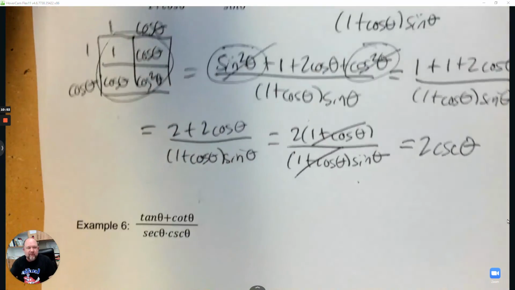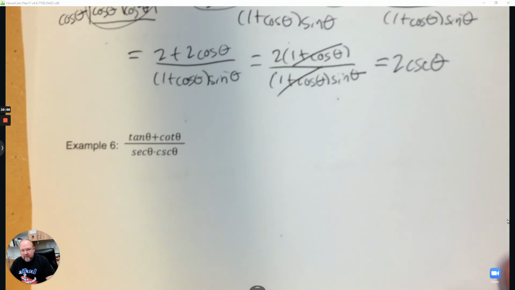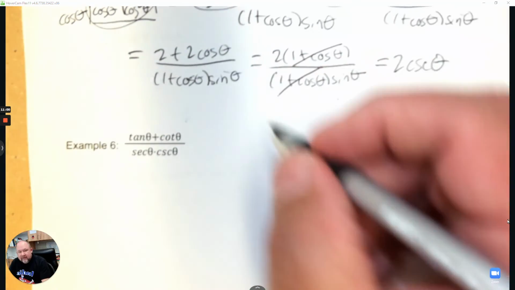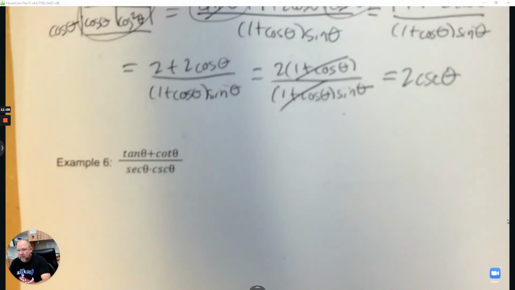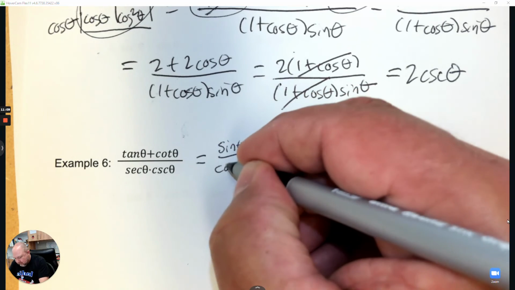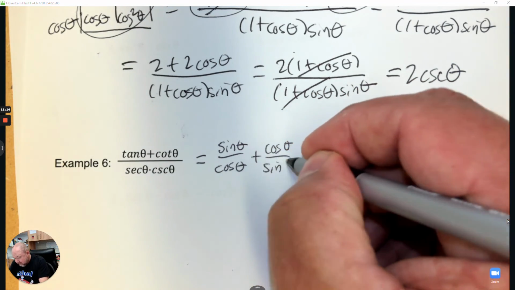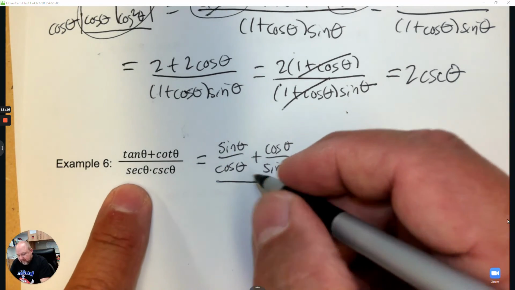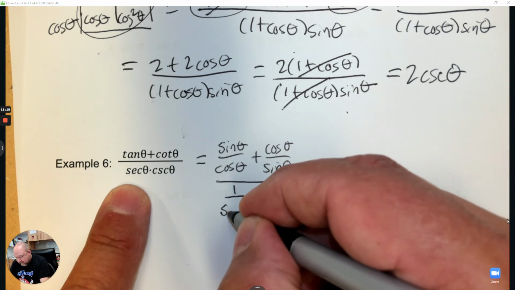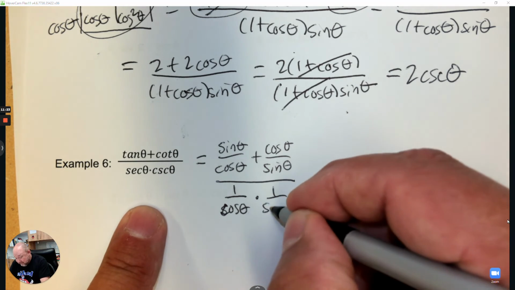All right, one more example for the lesson. Tangent theta plus cotangent theta equals secant times cosecant. So it's already one fraction. We have multiple trig ratios here. So I'm going to write everything with sine and cosine to simplify it. So tangent is sine over cosine. Cotangent's the reciprocal. That's cosine over sine. Secant is 1 over cosine. And cosecant is 1 over sine.